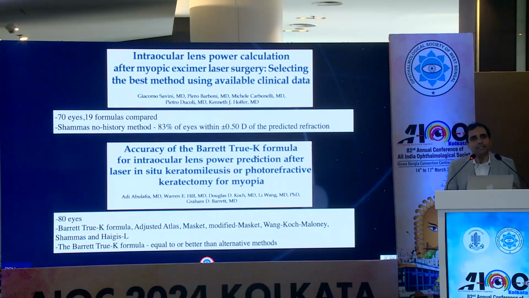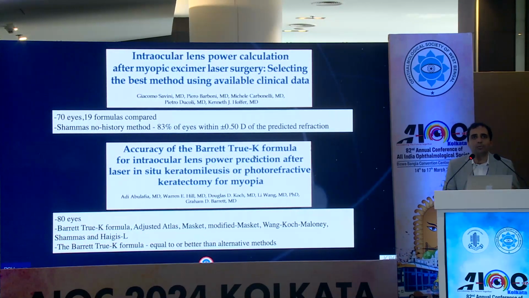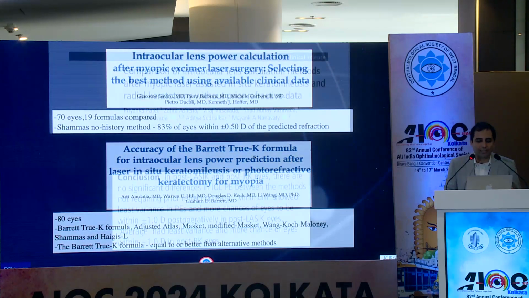Now most of the studies have shown that the Barrett True K, which is not the Barrett Universal, the Barrett True K, which is designed for post-refractive surgery eyes, seems to be working as well or as bad as most of the other formulas as far as achieving eyes within plus or minus 1 diopter of the targeted refraction. So for a normal myopic or a hyperopic refractive surgery, at least for us, the Barrett's True K formula is something that we rely on more often than not.